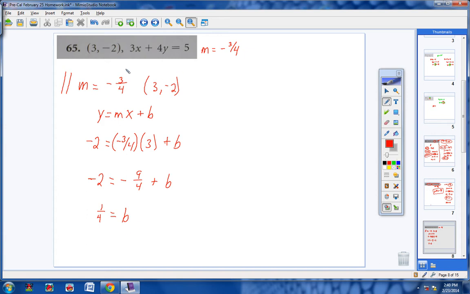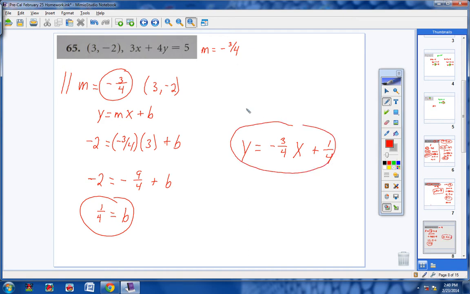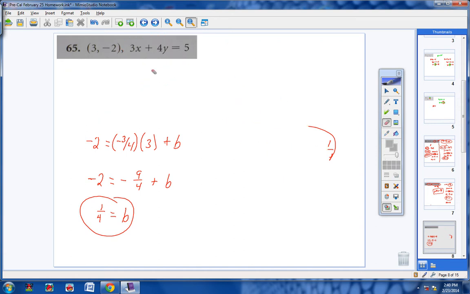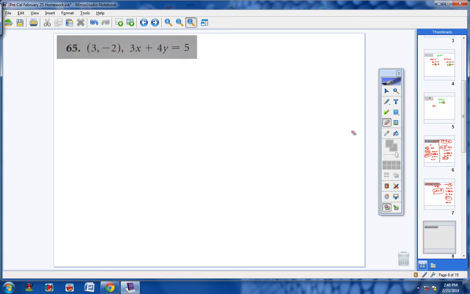Okay, so I know what the slope is, I know what the y-intercept is, so I can now write my linear equation y equals -3/4 x plus 1/4. Okay, so we just found the equation of a line that's parallel to this equation up here. All right, let's go ahead and take a look at the next part of this problem and then we'll move on.